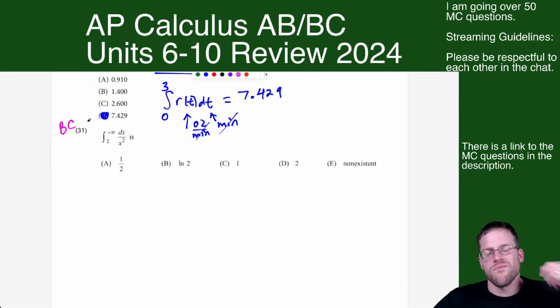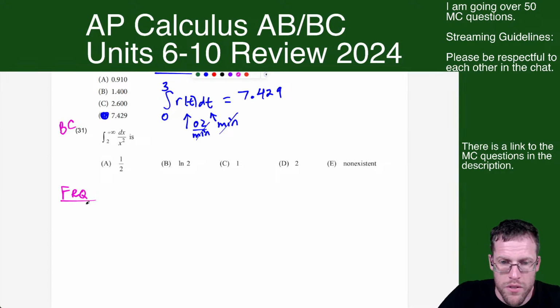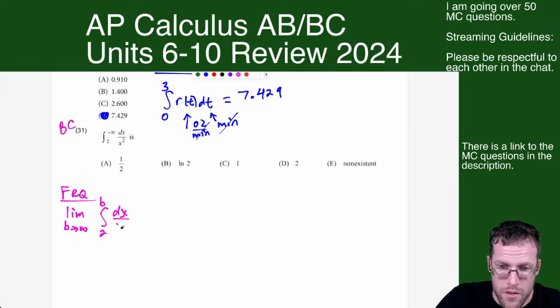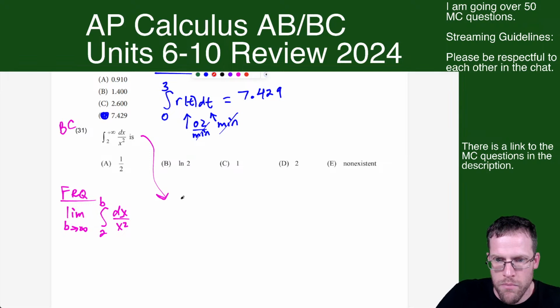Cool. This though, honestly, if it's free response, notation is very important. I'm going to say limit as b goes to infinity, integral from 2 to b of dx over x squared. Then I got to do this notation. But multiple choice, who cares? Multiple choice, you could have the worst notation in the world. It only matters what you bubble.